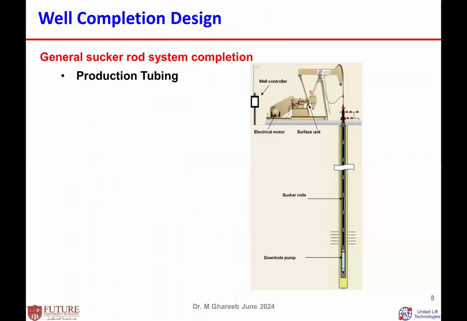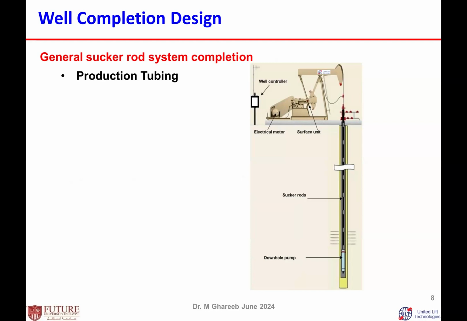Let us go a little bit down in the wells and see how this system is installed in the wells. For all types of artificial lift or all types of production, even flowing wells, I have to know what type of well completion I have to run in order to produce the well, whether flowing or artificial, such as rod lift, ESP, PCP, and so on. Let us have a general overview, not in detail, of the general sucker rod system completions.